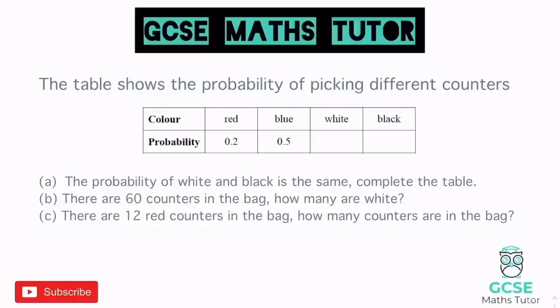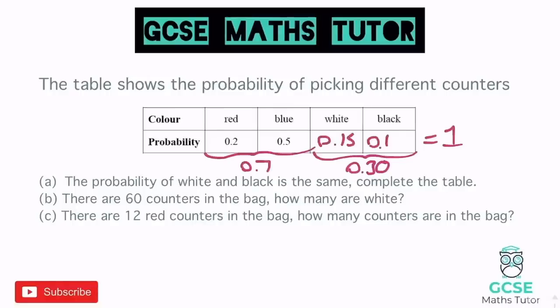Okay, the table shows the probability of picking different colours. So we have red, blue, white and black, and it says the probability of white and black is the same, complete the table. So at the moment we've got these two which add up to 0.7, and probabilities have to add up to 1. Now what we've got left over there is 0.3. I like to think of it as 0.30, because if they're both the same we're going to have to halve that, and half of 30 is 15, so it's 0.15 for both of those, and now they add up to 1.